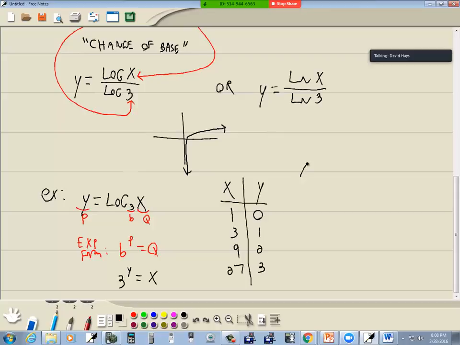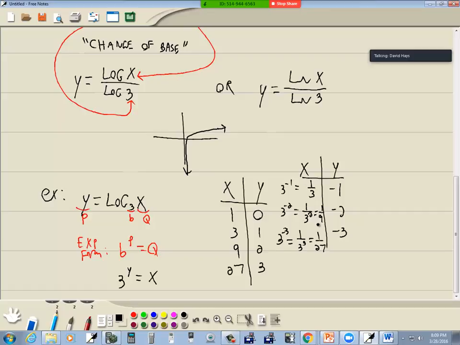I should have cleared this off, but I'd also want to entertain putting in negative values like -1, -2, -3. If I put -1 in for the y, I'd have 3 to the -1, which is equal to 1 over 3. I'd have 3 to the -2, which is equal to 1 over 3 squared, which is 1/9. And 3 to the -3 is equal to 1 over 3 to the third, which is 1 over 27.